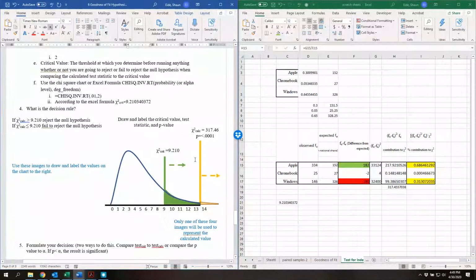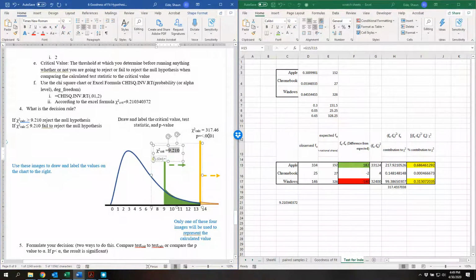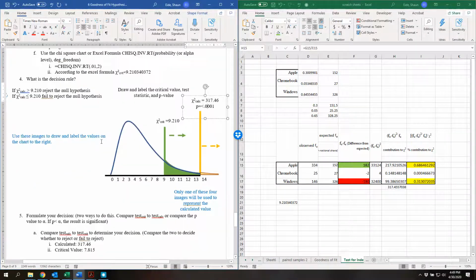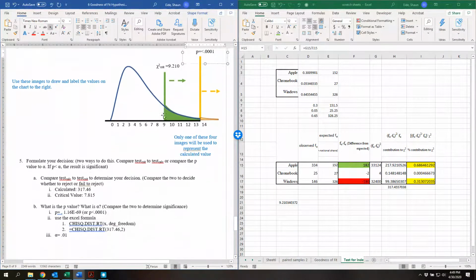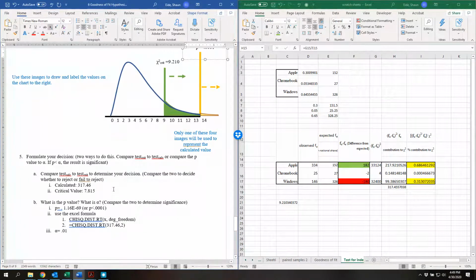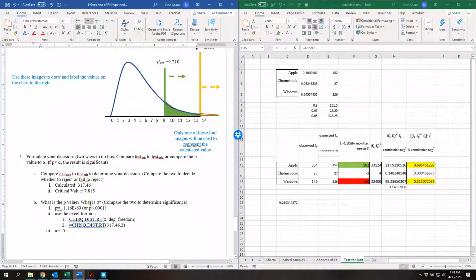So we've got a chi-squared calc of 317.46, a chi-squared crit of 9.210, and when you compare the two of them, first of all, the probability of the chi-squared calc is less than 0.001. How did we determine that? We'll get to that in just a second, but just based off of the critical and the calculated value, when we compare the two of those, we know that we're going to reject the null hypothesis.